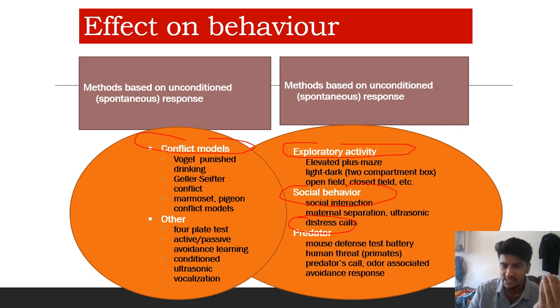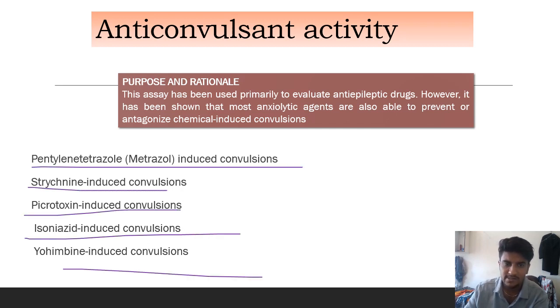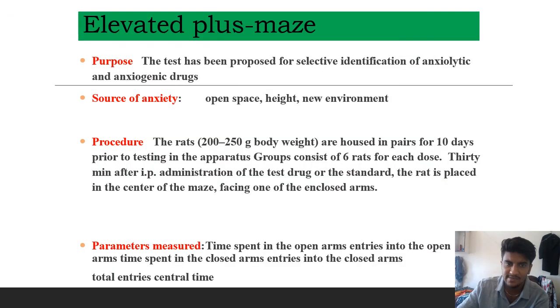If there is an ultrasonic distress cell, voice, there can be acoustic induced anxiety. Then open field, closed field, light dark, elevated maze, vocalization test, four plate test, Vogel's conflict model, then the lick model, Marmoset model. These are all different models that are used. Anticonvulsant activity: PTZ, strychnine, picrotoxin, these are all agents used in that screening. Yohimbine, as I previously mentioned to you.